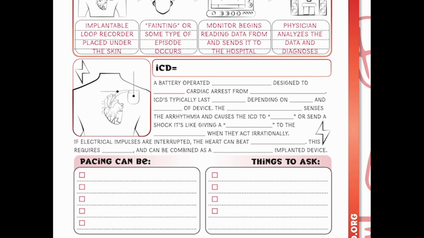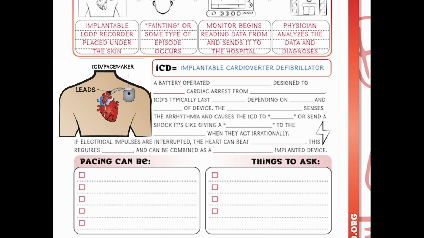And our second device is going to be known as an ICD, or this is going to be an implantable cardioverter defibrillator. And this is going to be a battery-operated electronic device that is designed to prevent cardiac arrest from any tachyarrhythmias. An ICD typically lasts 5 to 7 years, depending on the usage and the type of device. And the implantable device senses the arrhythmia and it causes the ICD to fire or send a shock, like it's giving a hard reset to the ventricles when they act irrationally.